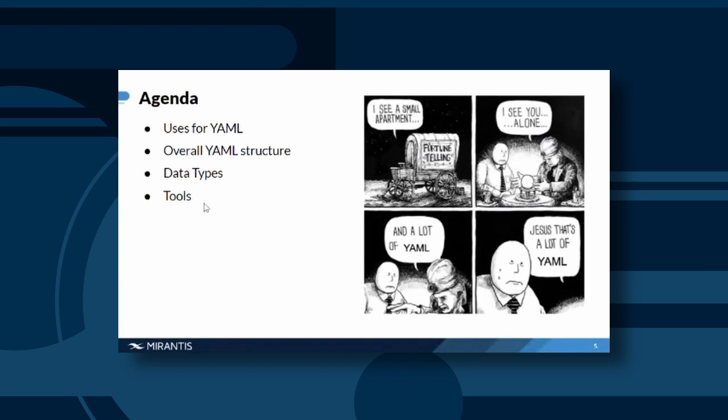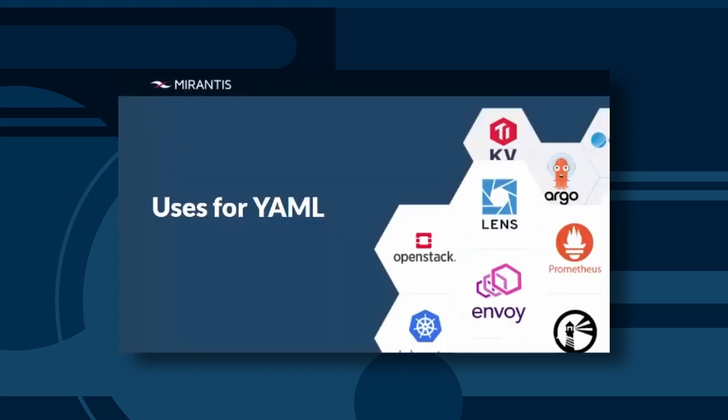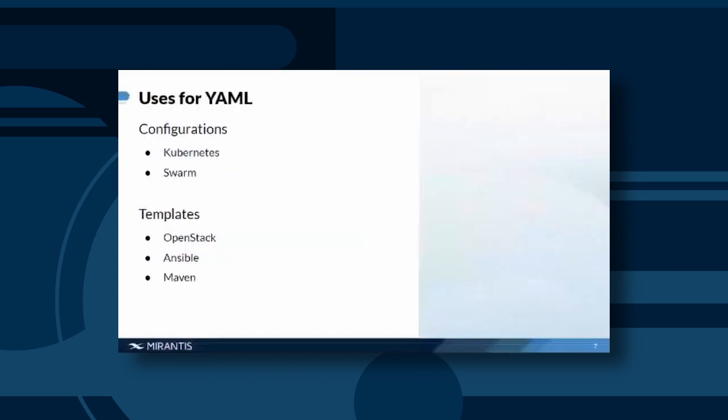Okay. Let's start with uses for YAML. In terms of uses, there are basically two different places that you'll see YAML being used. One would be for configuration type things, and that's the kind of thing that you see in places like Kubernetes or Swarm. And the other is for templates for what you want to create. So things like OpenStack, Ansible, and Maven will use YAML for their templates.